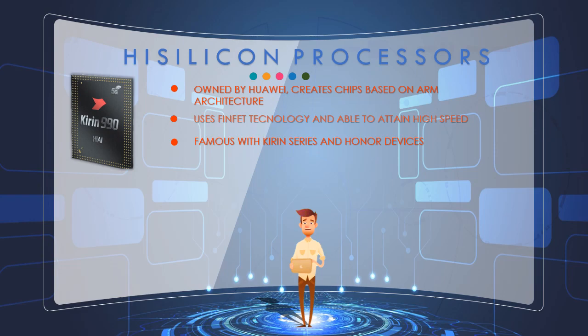They are built on 64-bit ARM architecture with 16 nm FinFET technology, and nowadays this company is producing octa-core processors capable of attaining speeds of 3.5 gigahertz. So that is the HiSilicon processor company.